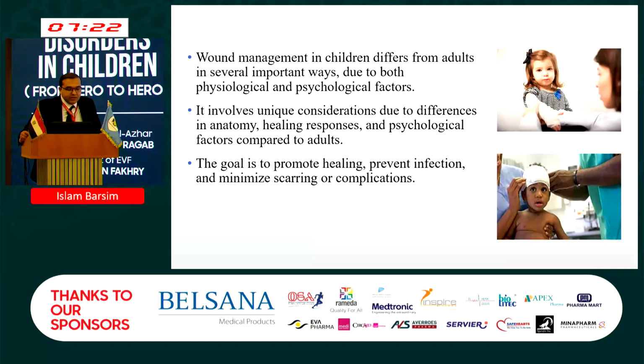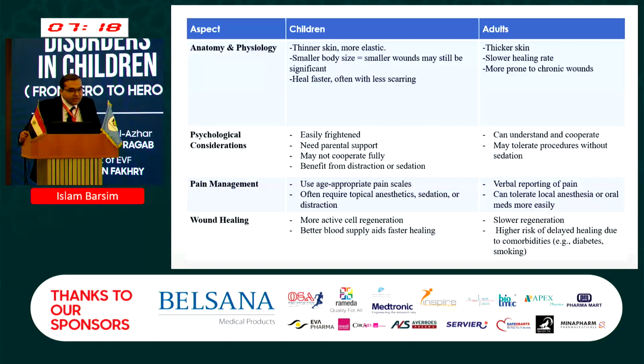This table summarizes the differences between children and adults in wound management according to many different aspects. According to the anatomy, children have thin skin. In adults, there is thick skin and a slow healing rate. According to psychological considerations, the child is easily frightened, needs parental support, and may not cooperate, but adults can understand and cooperate and may tolerate procedures without sedation. Also, in pain management, there is use of age-appropriate pain scales, and children often require topical anesthesia or sedation. In adults, there is verbal rating of pain.